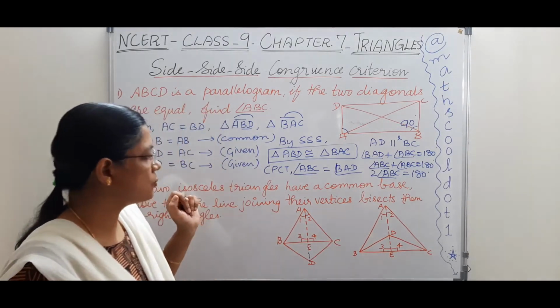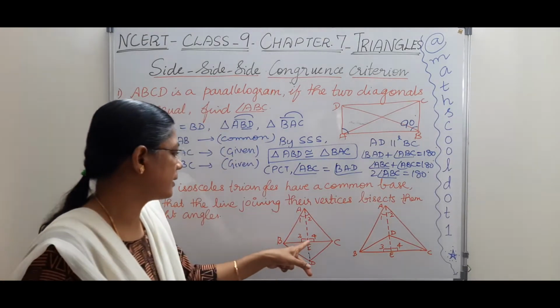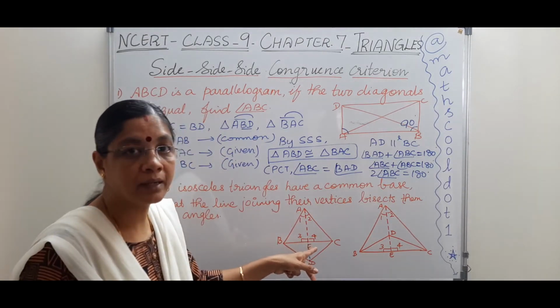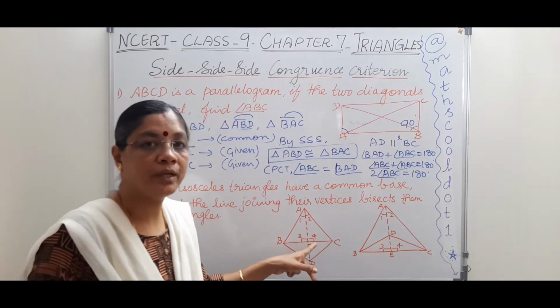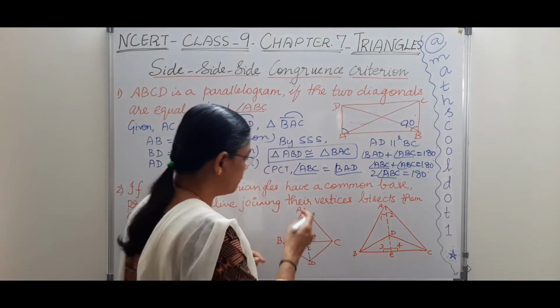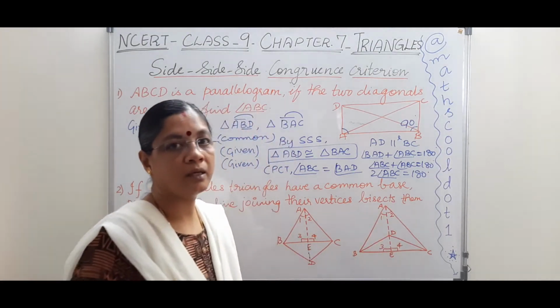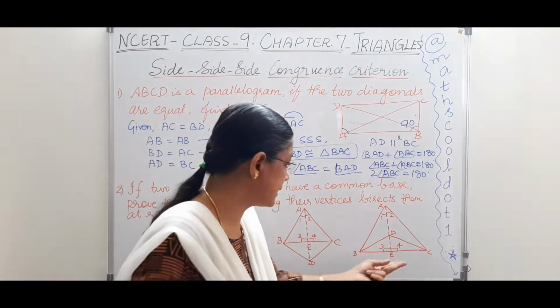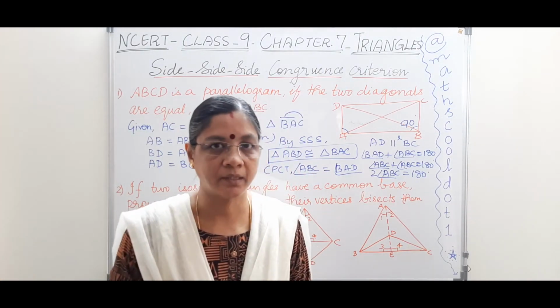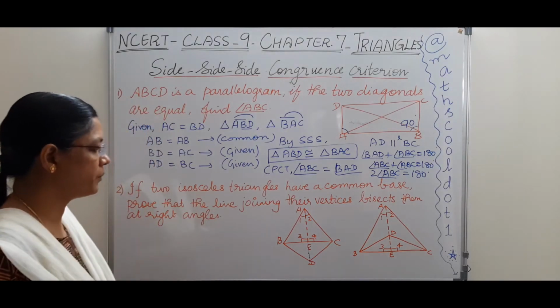So here when I join their vertices, it bisects them at right angles. See, it bisects them at right angles. Okay, so this is what we need to prove, that they bisect. The line which joins the vertices A to D bisects the base at right angles. Okay, so this is what we need to prove. And how do we proceed?